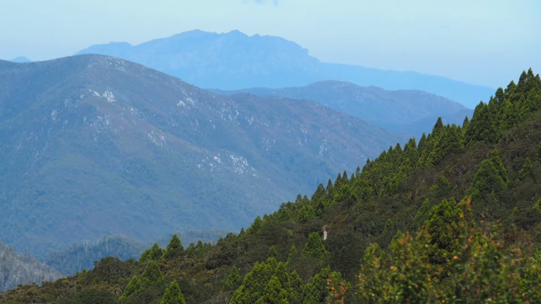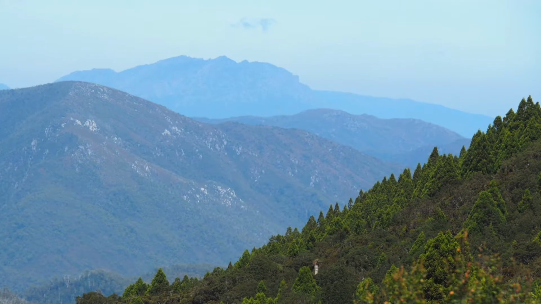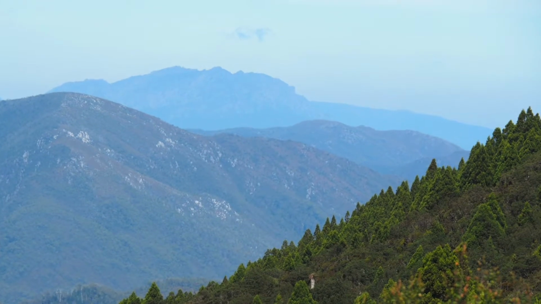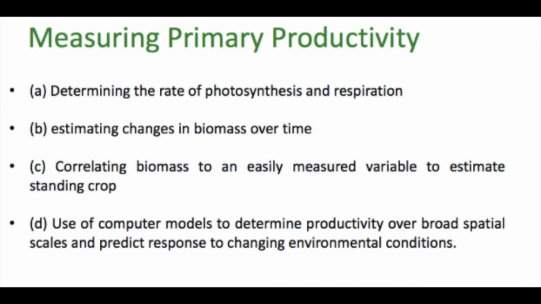These relationships are constrained by the efficiency with which plants absorb light, incorporate absorbed energy into photosynthate, and convert photosynthate into biomass. Productivity is measured by several means. A. Determining the rate of photosynthesis and respiration. B. Estimating changes in biomass over time. C. Correlating biomass to an easily measured variable to estimate standing crop. D. Use of computer models to determine productivity over broad spatial scales and predict response to changing environmental conditions.